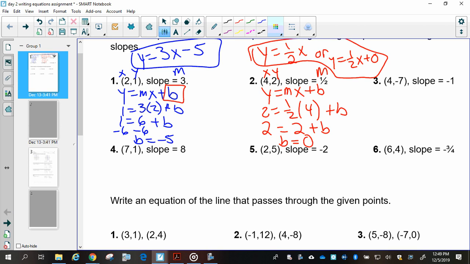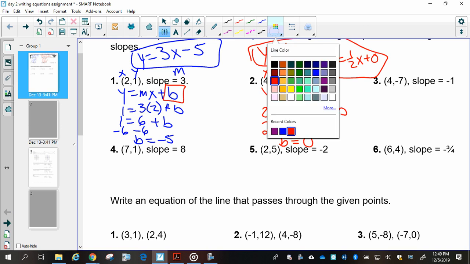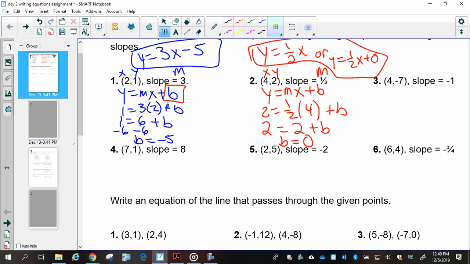Which one do we want to do? 3. Good. I heard 3 first. I want you guys to actually try 6. We can put fractions in the calculator. Alright, so same thing. Put this into y equals mx plus b. So this is going to be -7 equals -1 times 4 plus b.